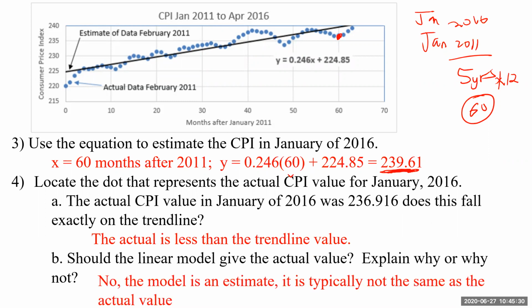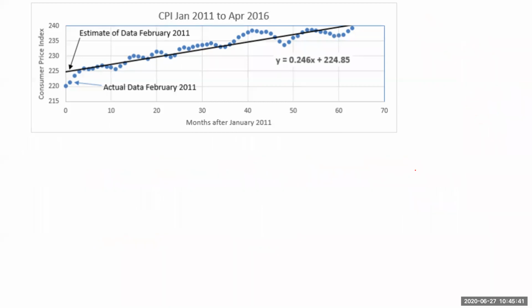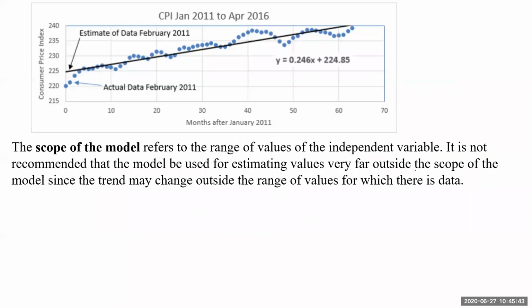So the linear model gives the estimate. It is typically not the same as the actual. The actual is what you see on the graph. Is that okay? Nice. Now, we want to talk about what we call the scope of the model.